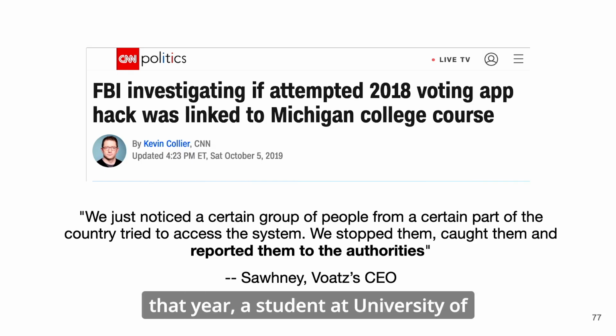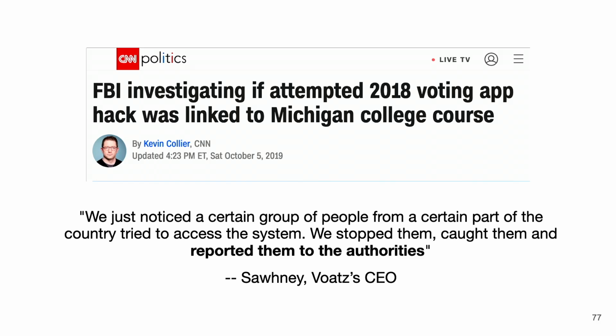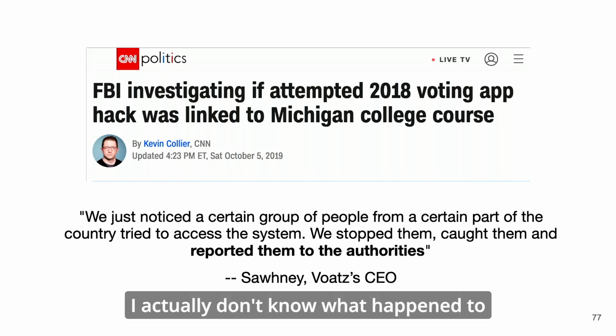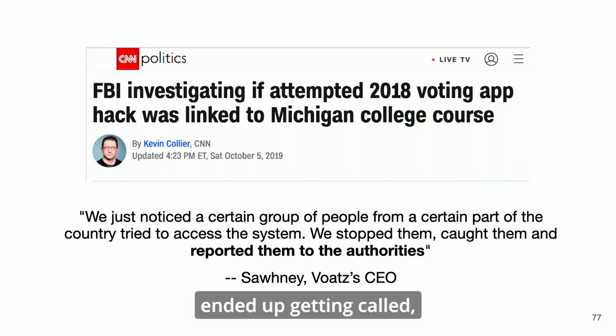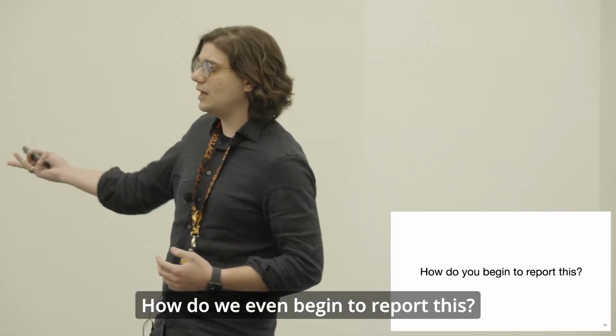earlier that year, a student at University of Michigan apparently took a look at the system and had the FBI sicced on him, got swatted. I actually don't know what happened to this person, but they ended up getting the cops called on them. So we were forced to deal with this situation. Like, how do we even begin to report this?